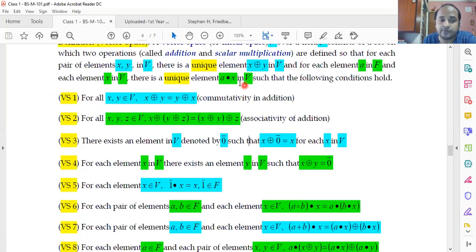It has to satisfy each one of these 8 properties. If at least one property gets violated, it is not a vector space. Okay, so this is the definition of vector space.